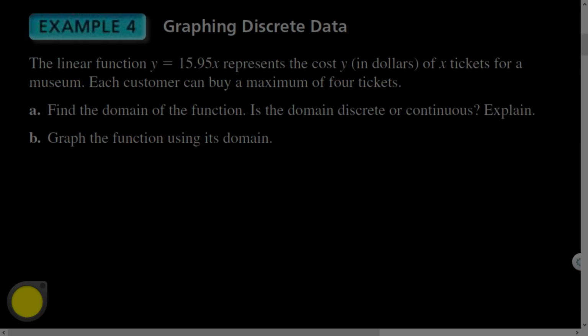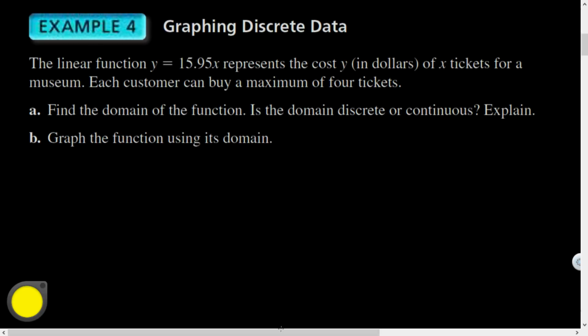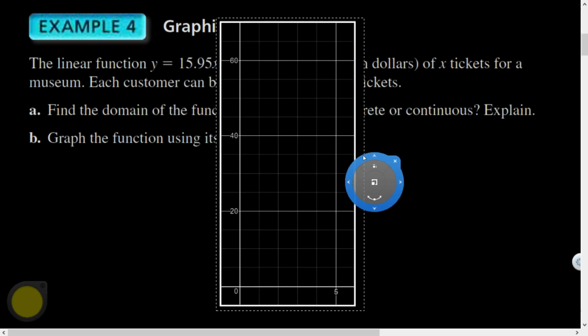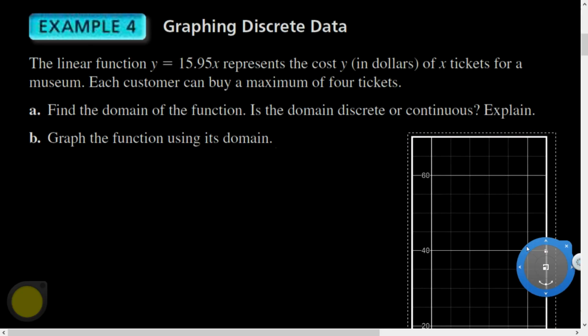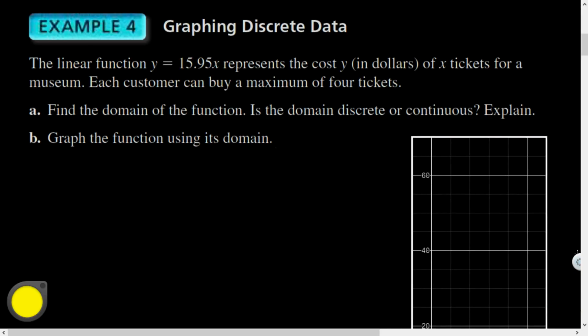So let's see, example 4. I happen to already give us a nice little graph to work with, a grid, so you're welcome. It says: a linear function y equals 15.95x represents the cost y in dollars of x tickets for a museum. Each customer can buy a maximum of 4 tickets. Find the domain of the function.